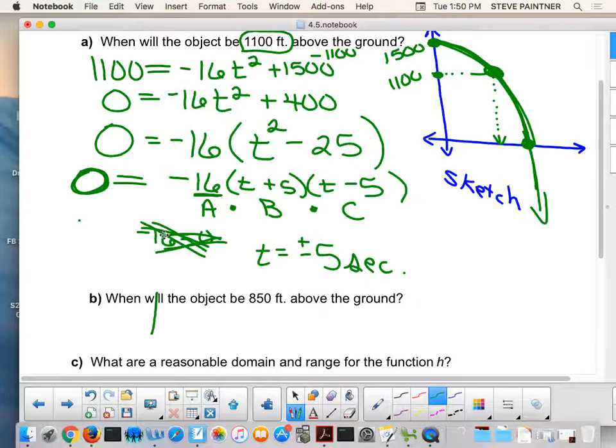Now there's one answer up here that doesn't make any sense. What can't be negative? It can't be negative 5 because you don't count backwards. So what happens is at 0 seconds, you're at 1500. 1, 2, 3, 4, 5. There it is. When will the baseball be 1100 feet in the air? 5 seconds. At 5 seconds.